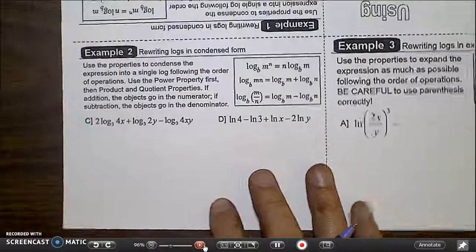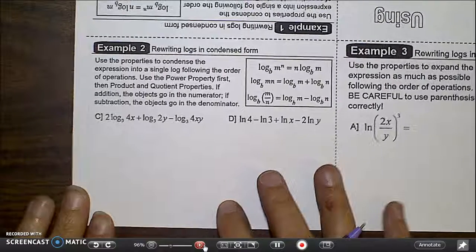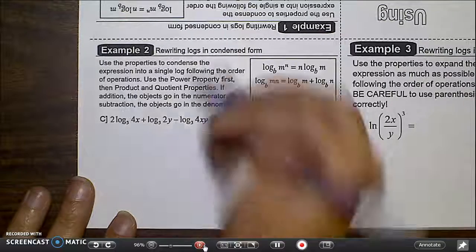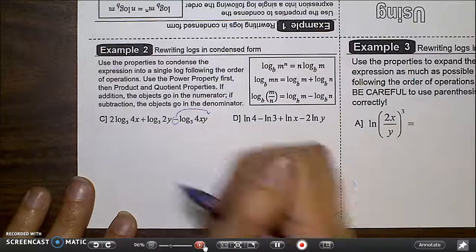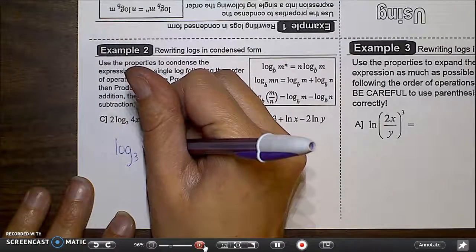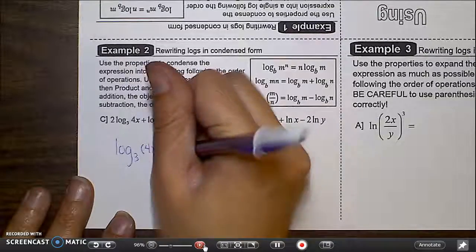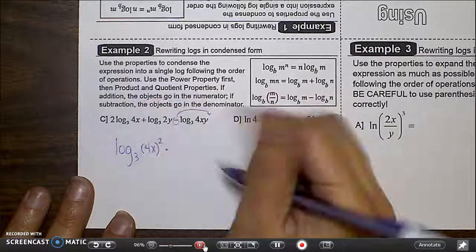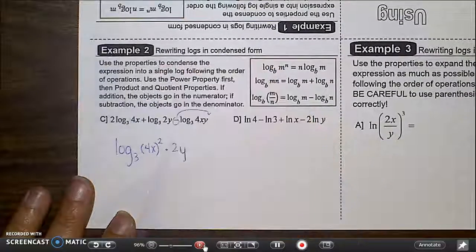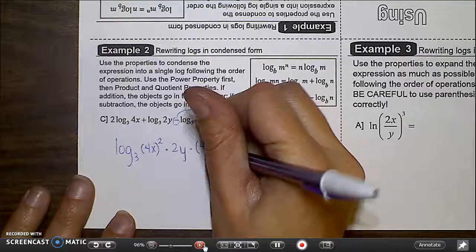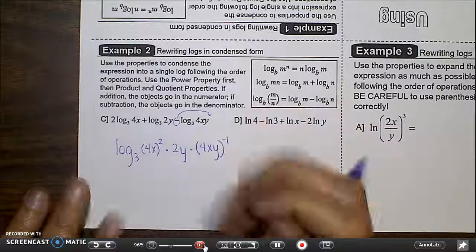Okay, so example 2 is some more condensing. So for the first one, again, if I just treat this all like plus signs, then I'm just going to move this up and have it be a negative exponent. So we'll have log base 3 of 4x, the whole thing is being squared, plus is going to be a times 2y, that has an exponent of 1, and then times 4xy all to the negative first.